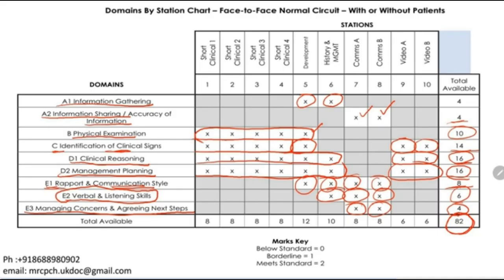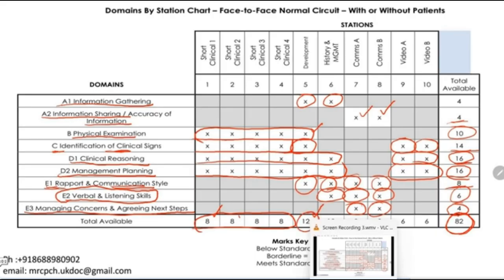So for each station, clinical has 8 marks each, and development has a maximum of 12 marks. It is the highest-marked station, and you can easily score in the developmental station. The history station has 10 marks, communication has 8 marks each, and the video stations have 6 marks each. So below standard will get 0, borderline will get 1, and the candidate who meets the standard will get a maximum of 2 marks for that domain.